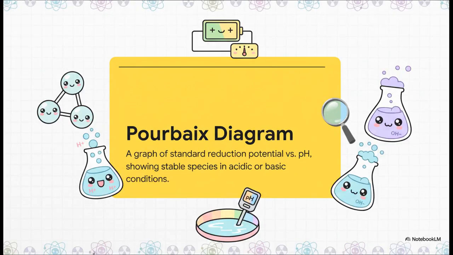And our third and final diagram is the Pourbaix diagram. What makes this one so powerful and unique is that it adds another variable to the mix, pH. By graphing potential against pH, it shows you which form of an element is the most thermodynamically stable under all sorts of different acidic or basic conditions in water.